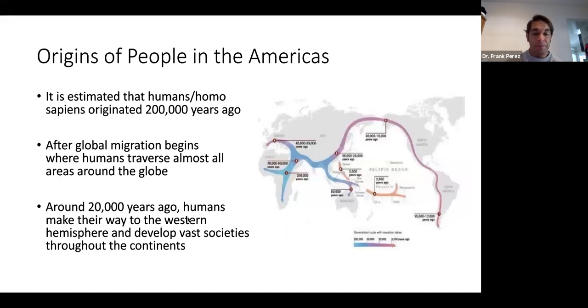So again, we see that Homo sapiens originated about 200,000 years ago, right? After global migration begins, we see people moving all over the world, essentially from Africa to the Americas, right? And then, at that same time, we also see around 20,000 years ago, humans starting to make their way across to North America, by the Bering Strait, and then also by boat, right?